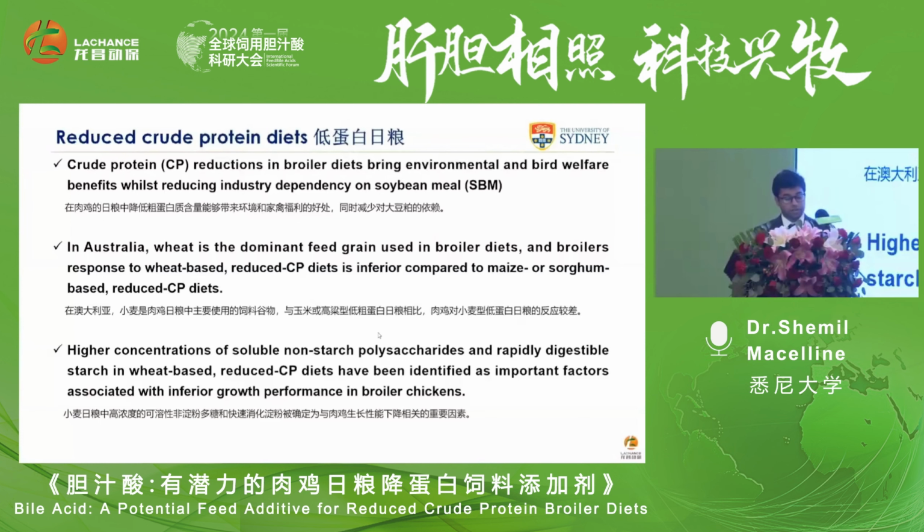In Australia, wheat is the dominant feed grain used in broiler diets, and broilers' response to wheat-based reduced crude protein diets is poorer than to maize-based and sorghum-based reduced crude protein diets. So we have a challenge in Australia. Why? Because a high concentration of soluble non-starch polysaccharide and rapidly digestible starch in wheat-based reduced crude protein diets have been identified as important factors associated with poor performance in broiler chickens offered reduced crude protein diets.